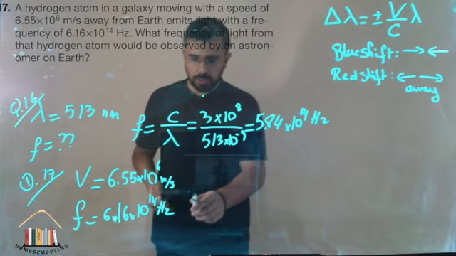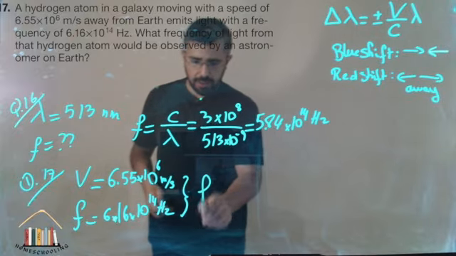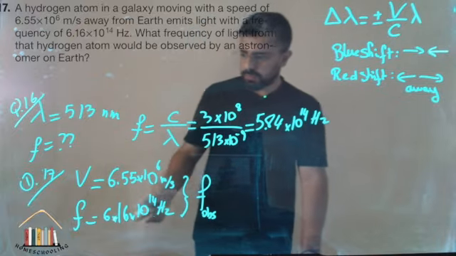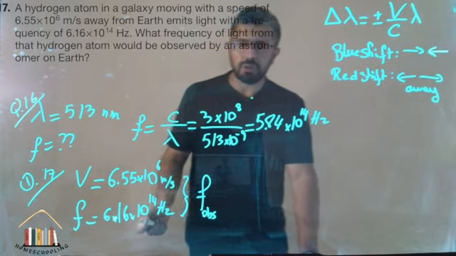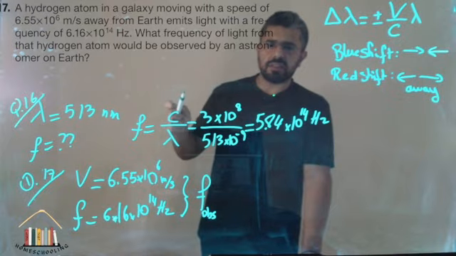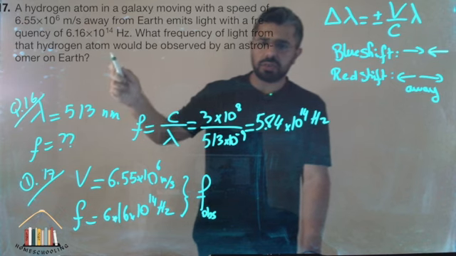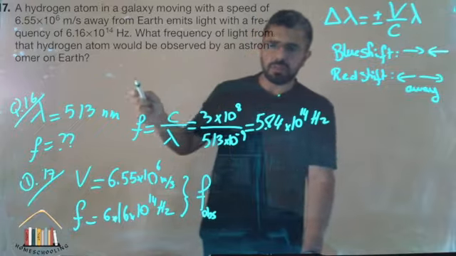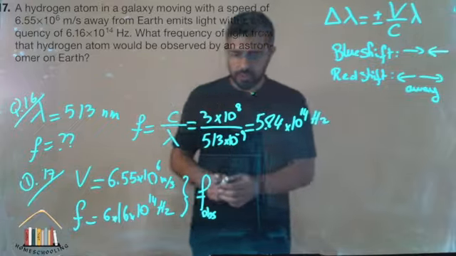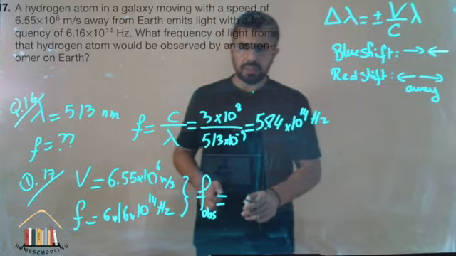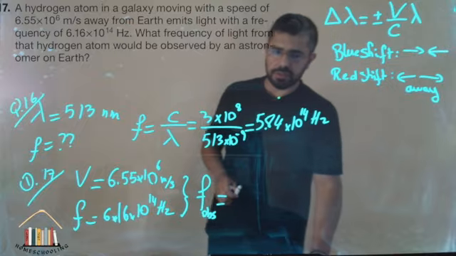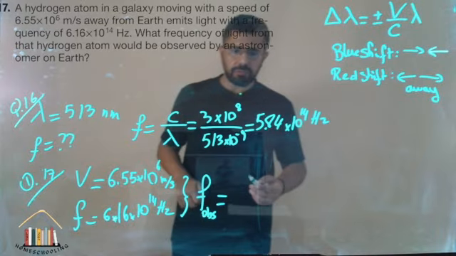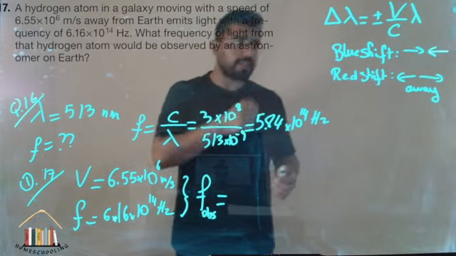So we are talking about f of the observer. We have two frequencies here, so we are talking about the Doppler effect of light. What frequency of light from that hydrogen atom would be observed by an astronomer on Earth? We are interested in this one, f of the observer. So what equation to use in this case? Here we have to apply the Doppler effect equation.